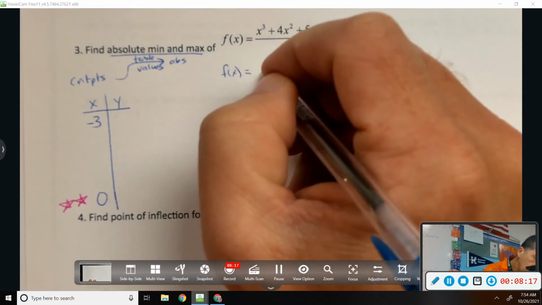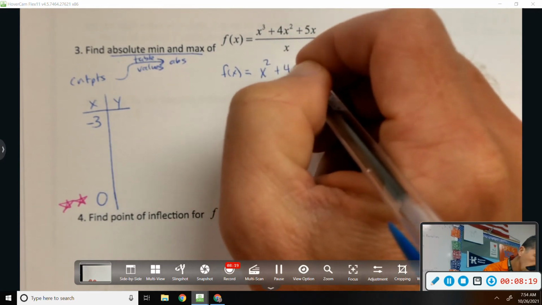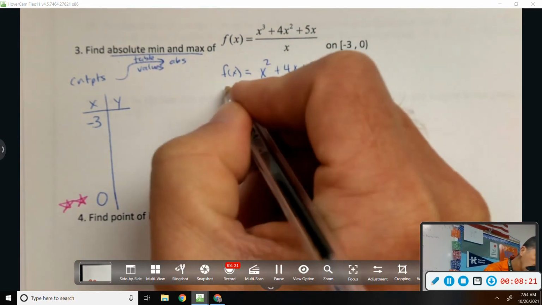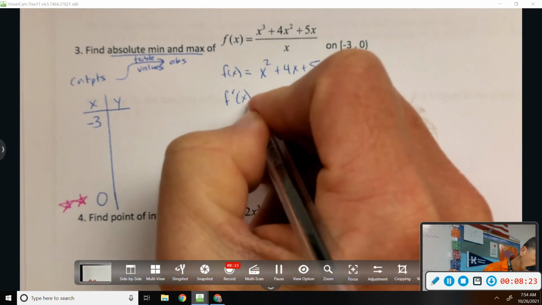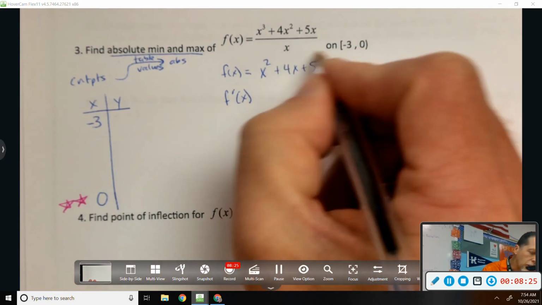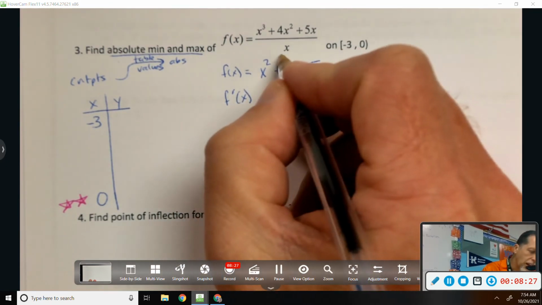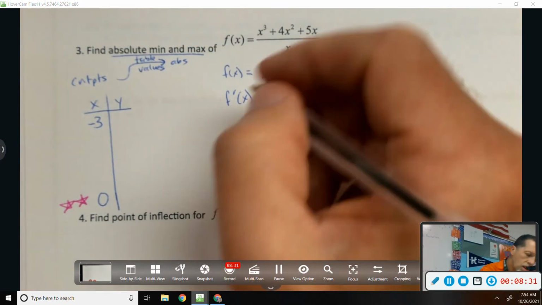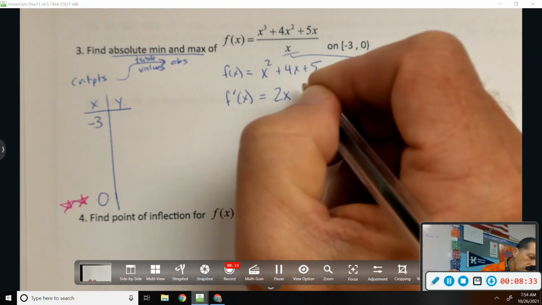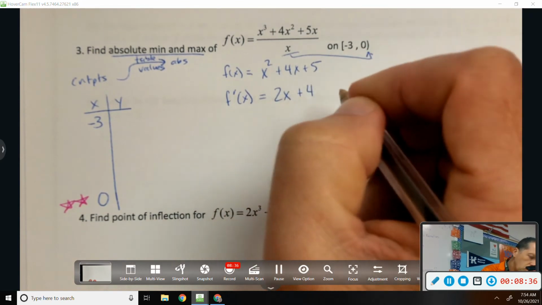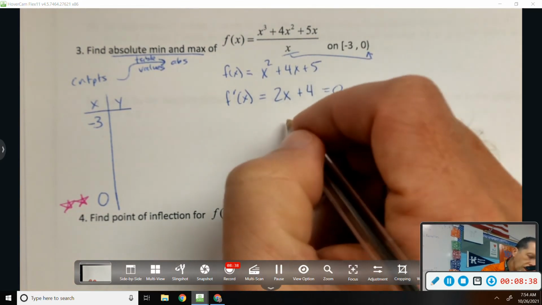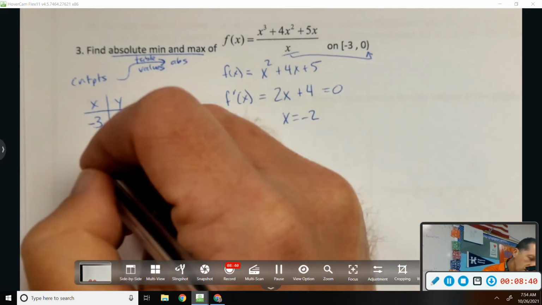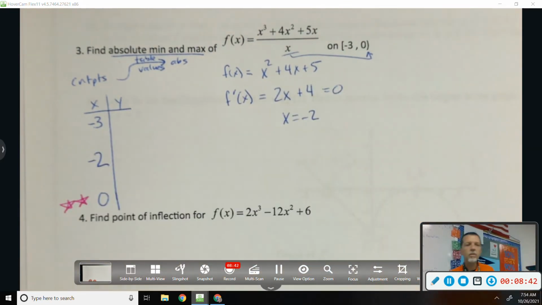All right, let's simplify first. X squared plus 4x plus 5. Then I can take a derivative. Now I know why we can't include 0, because I got an x in the bottom. That's why we're not including 0. The derivative is 2x plus 4. I set that equal to 0, so x equals negative 2 is my only critical point.